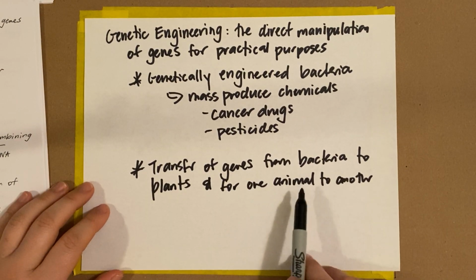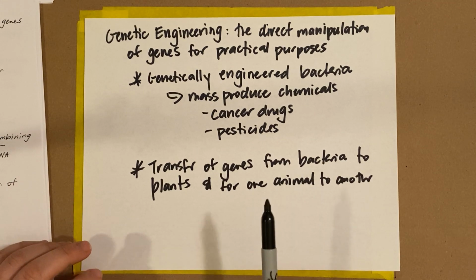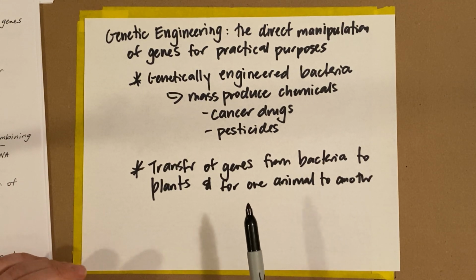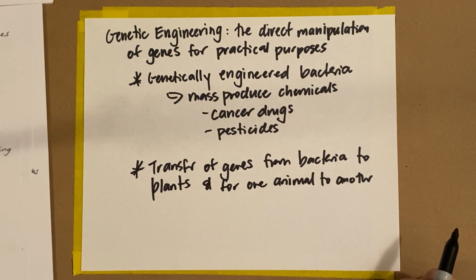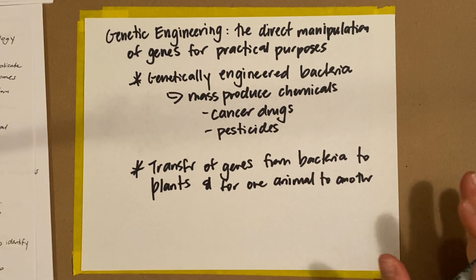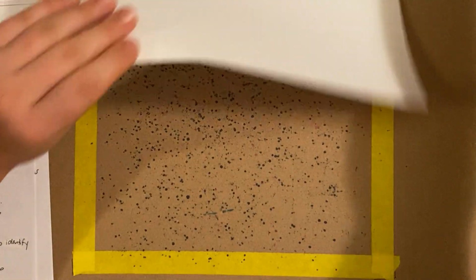So one example for animal to animal, trying to think if there is one. We sometimes put human genes into other types of organisms to then look at specific things that are going on, maybe with different health issues. Okay, so we're now going to actually talk about how to do this recombinant DNA. So we're going to talk about recombinant DNA techniques.